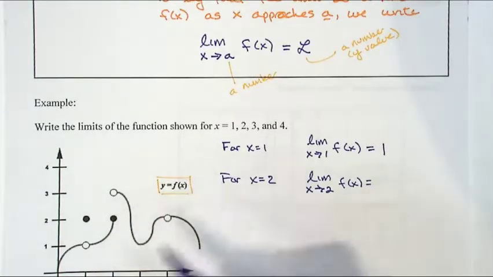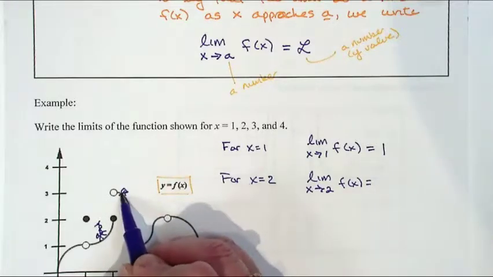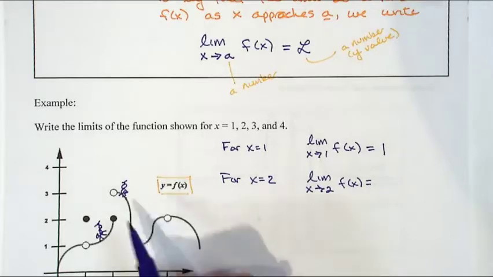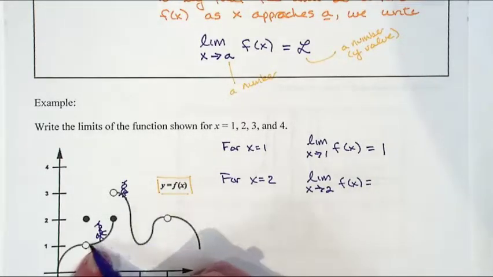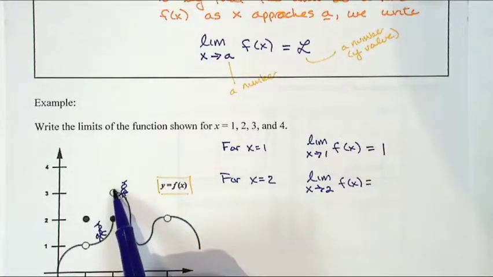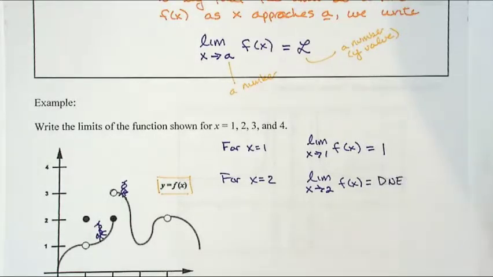See how if you come in from the left, here's my ant, here he goes. Yeah, and here's this guy over here. He's another ant. Oh, God, he looks terrible. Anyway, so they had a hard night. But it doesn't matter, because coming in from the left, this guy thinks he's going to 2. Coming in from the right, this guy thinks he's going to 3. They don't agree, so there's no limit there. Does not exist or undefined, something like that. Okay?